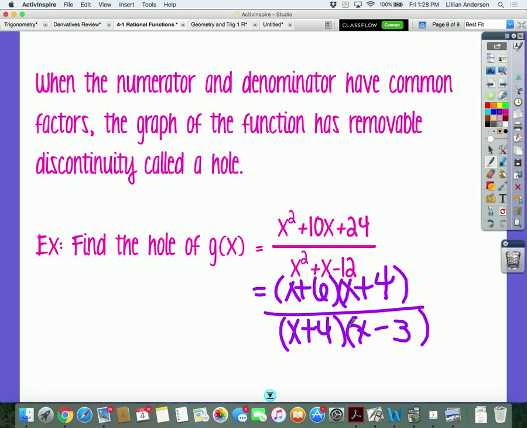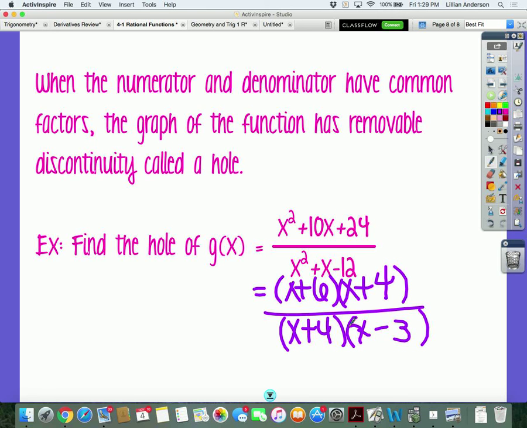Now, quick thing. I need you guys to write this down somewhere so that you remember. You always find the domain first before you find any holes. The reason why I say this is because we're going to end up canceling out factors to get a simplified rational function, and we're going to find everything else based off of that. But you always find the domain from the original function, not the simplified one. And I need you guys to remember that. So write it down somewhere where you won't miss it.